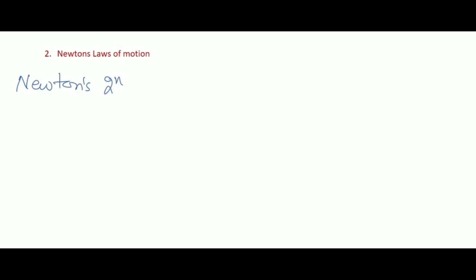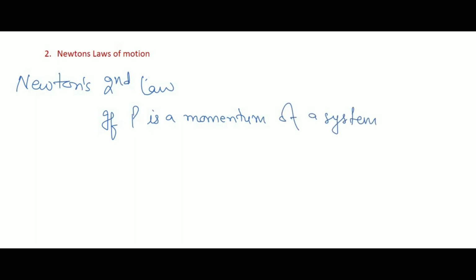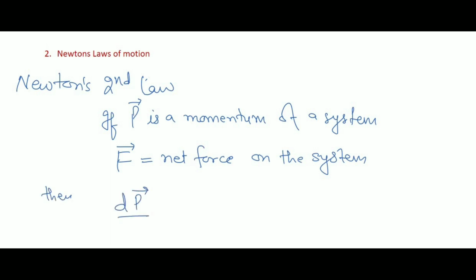Newton's second law says that if P is the momentum of a system, and there is any force F (force is a vector quantity, so it is better to write F vector; momentum is a vector quantity, so better to write P vector), if P is the momentum of the system and F vector is the net force on the system, then Newton's second law says that the rate of change of momentum with time, that is dP by dt, is equal to F vector.